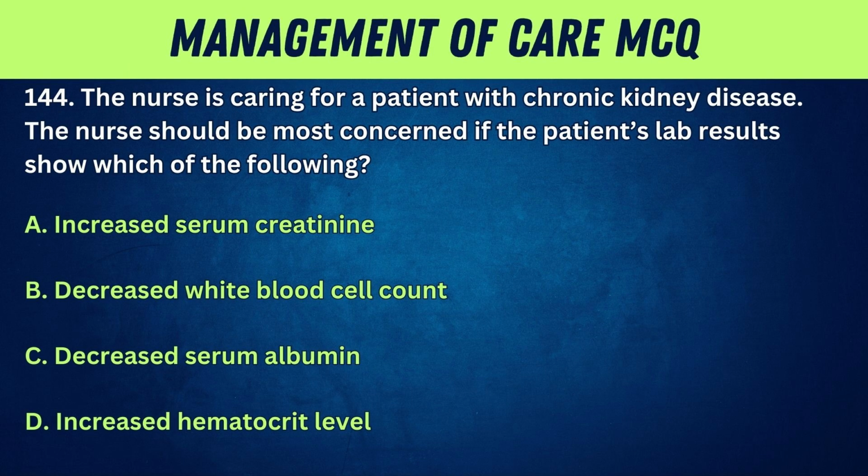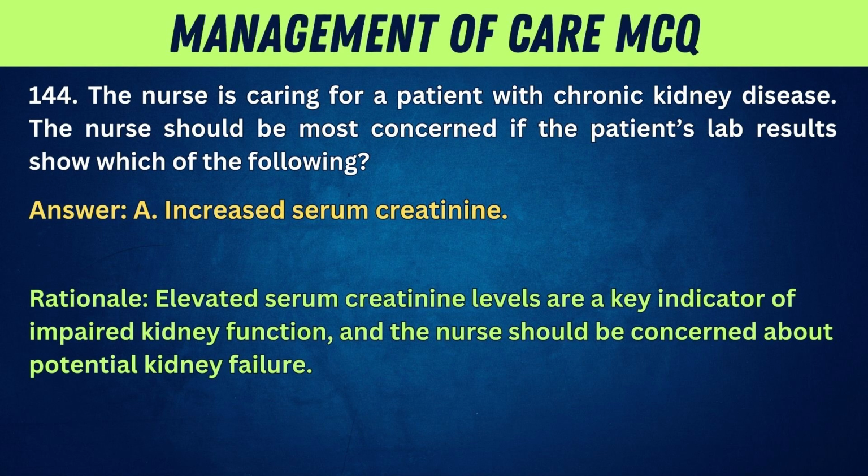144. The nurse is caring for a patient with chronic kidney disease. The nurse should be most concerned if the patient's lab results show which of the following? A. Increased serum creatinine. B. Decreased white blood cell count. C. Decreased serum albumin. D. Increased hematocrit level. Answer: A. Increased serum creatinine. Rationale: elevated serum creatinine levels are a key indicator of impaired kidney function, and the nurse should be concerned about potential kidney failure.